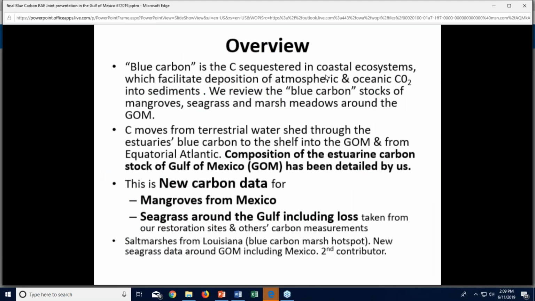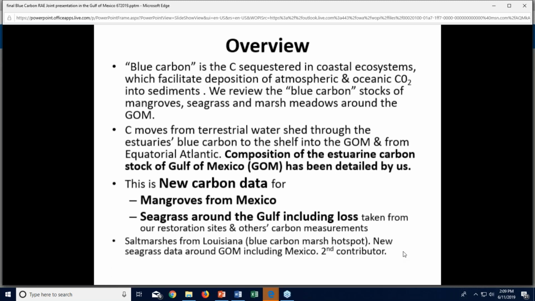So we're going to do a quick overview of the blue carbon, which is facilitated in its deposition from the atmospheric, the oceanic carbon dioxide into the sediments. The atmospheric, of course, carries dust, particularly from North Africa, which comes down, adding carbon into the entire basin of the Caribbean and the Gulf of Mexico. But we have new carbon studies here, and one is the GEF, United Nations grant to Mexico on mangroves and blue carbon, and another is the seagrass around the Gulf, including the loss.